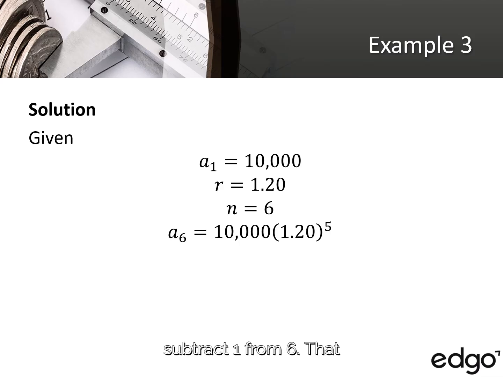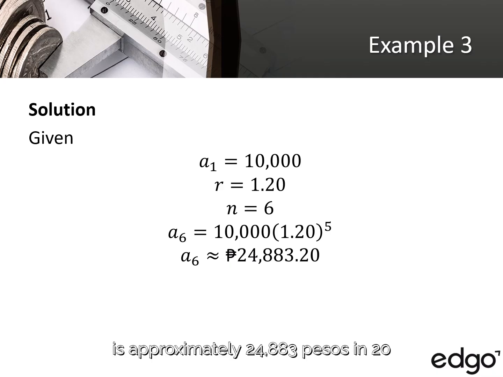First, subtract 1 from 6. That gives us 5. Next, evaluate 1.2 raised to the 5th power. The result is approximately 2.48832. Now multiply this value by 10,000. Therefore, the value of John's investment after 6 years is approximately 24,883 pesos and 20 centavos. Notice that the investment increased by the same percentage every year. That is why we used the geometric sequence formula instead of the arithmetic sequence formula.